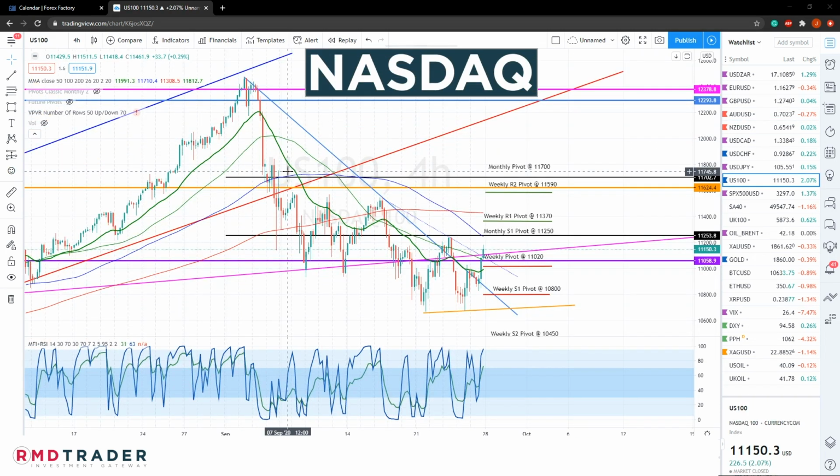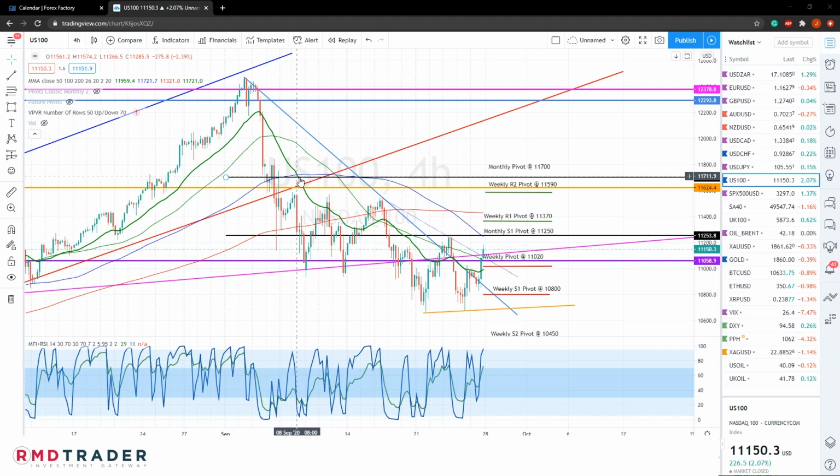Moving on to the US 100, also known as the NASDAQ 100. Last week saw price form what appears to be a temporary bottom, with price just managing to close above the weekly pivot at 11,020. Strong resistance remains at the monthly S1 pivot at 11,250, and further bullish behavior can only be expected with a solid close above this level.